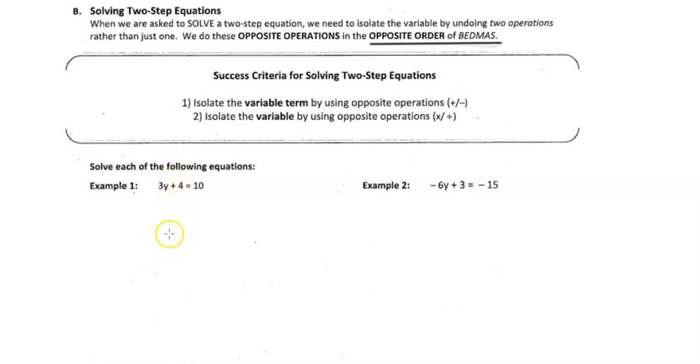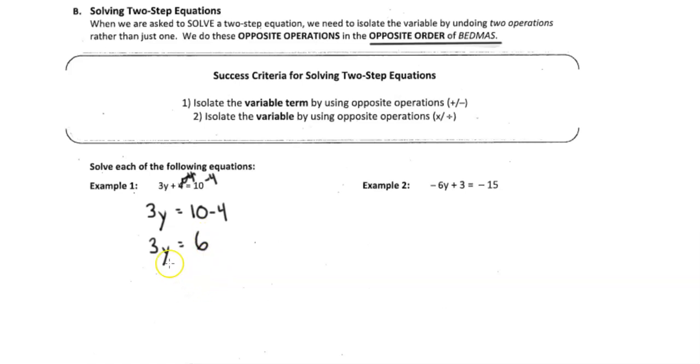So the first step would be to do the opposite operation of addition, which is? Subtraction. So we're going to have 3y. Essentially, we're going to subtract 4 from both sides. So that's going to equal, the 4's go, 10 minus 4. So then we can simplify. 10 minus 4 is 6. So that was our first step. We subtracted 4 from both sides.